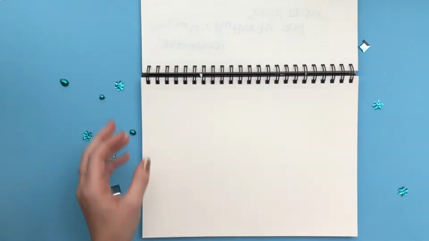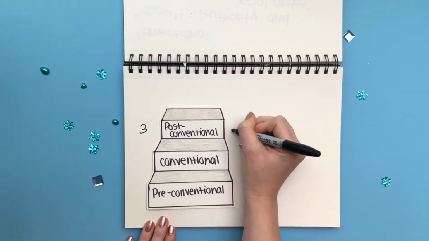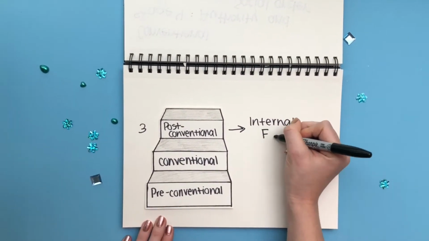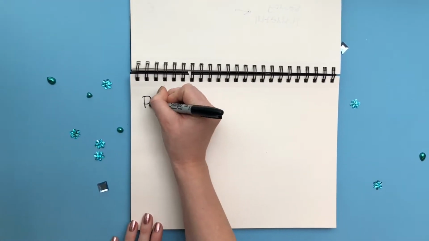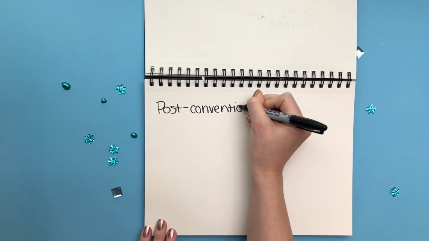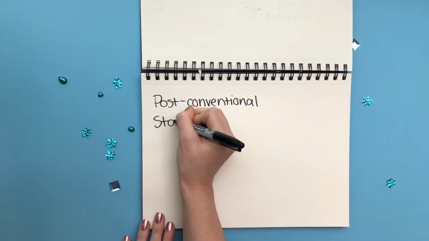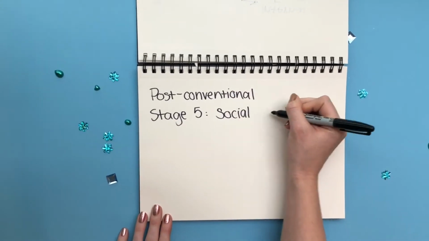The third and final level is called post-conventional and discusses internal forces. In this level, moral reasoning is based on personal moral code, and the emphasis is no longer on external force such as punishment, reward, or social rules. In stage 5, people base their moral reasoning on social contract. They believe that the law is no better than a human life because it does not benefit everyone.